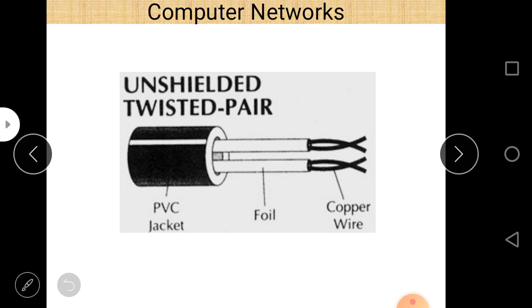This is a diagram of unshielded twisted pair cable. This is a PVC jacket here. This is the foil, and these are the copper wires in it.